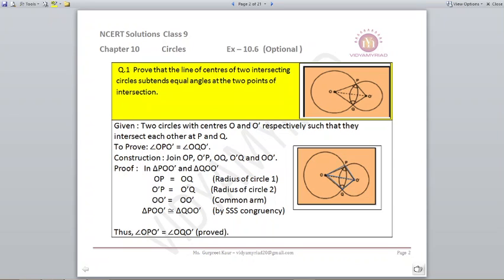So in triangle POO' and triangle QOO', we know that OP and OQ are equal, they are the radius of the circle. O'P and O'Q are also equal, they are the radius of the circle, and there is a common side in between, OO'. So by the SSS property, the triangles are congruent, and when the triangles are congruent, we can easily say that angle OPO' is equal to angle OQO' by CPCT.